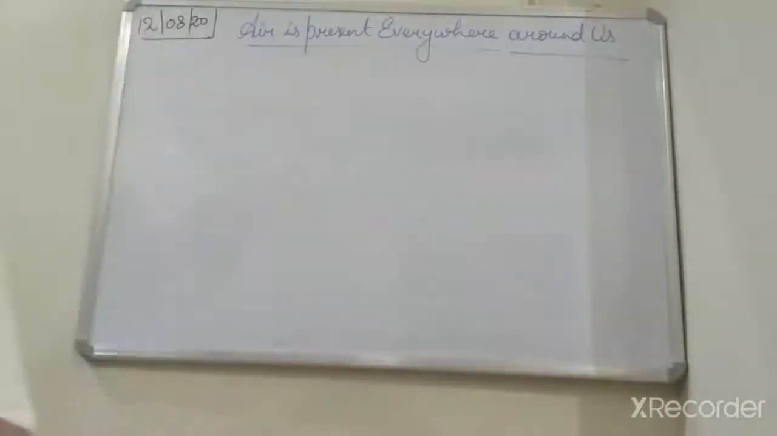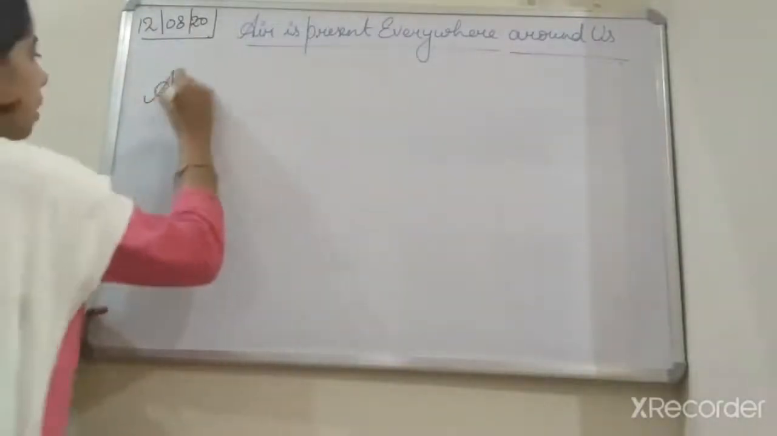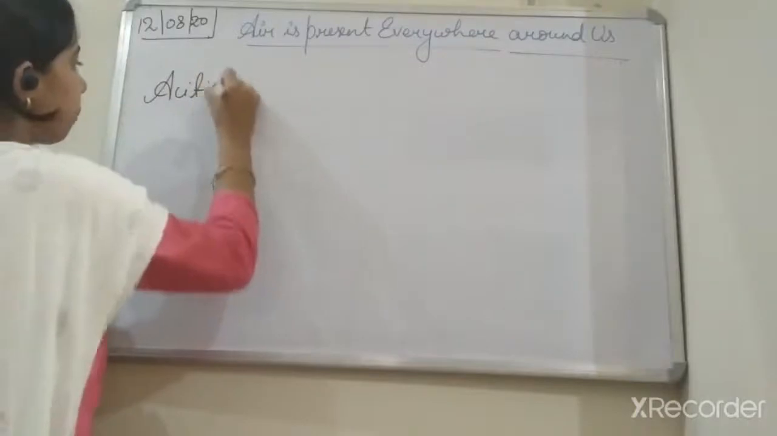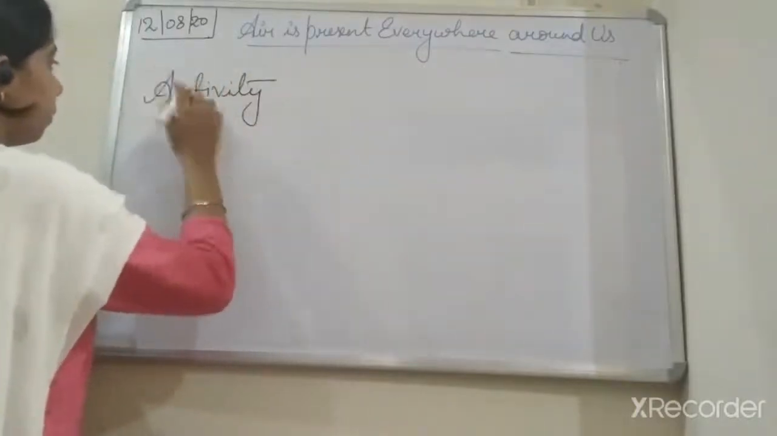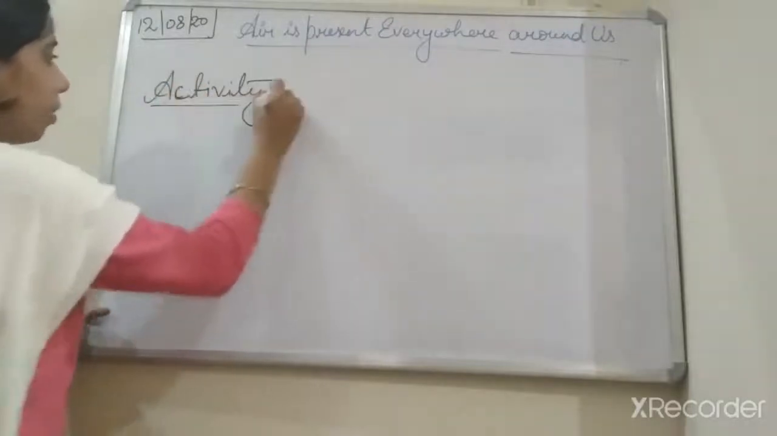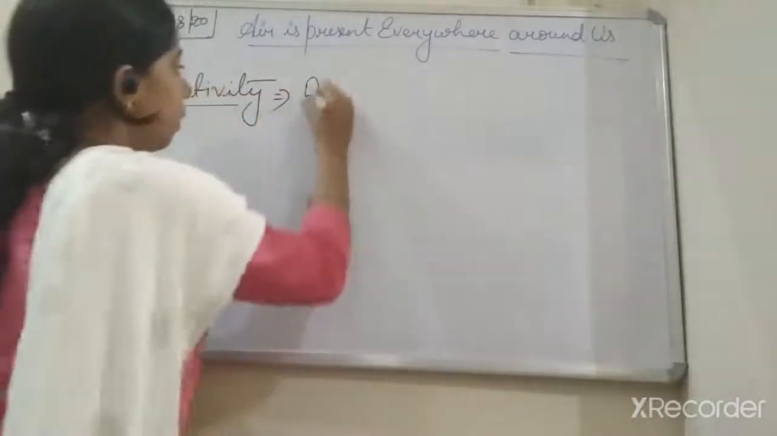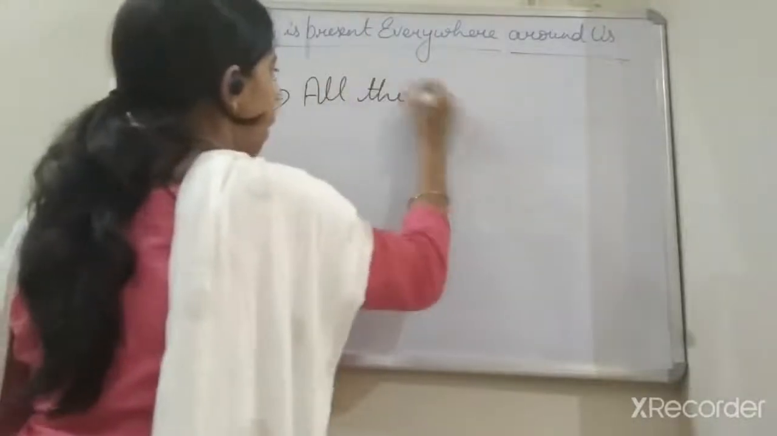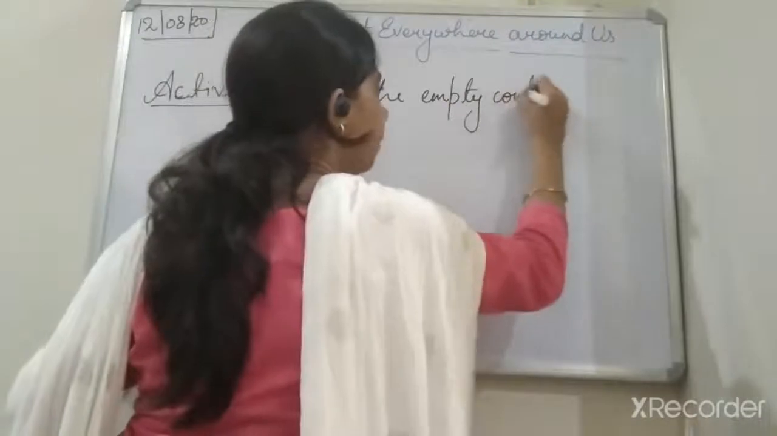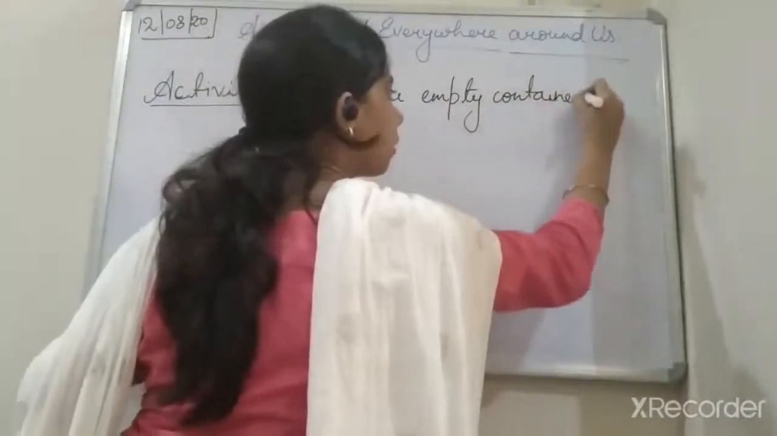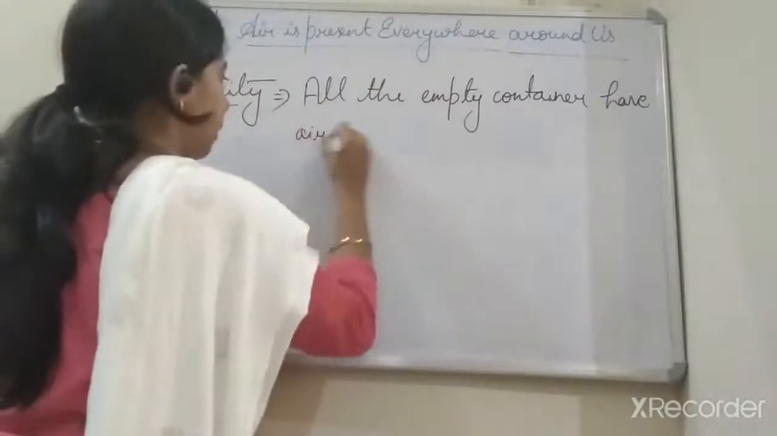Okay, so we can write this activity, students. In this activity, what are the things which we have seen? The first thing: all the empty containers have air in them.